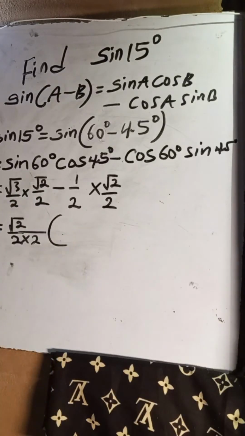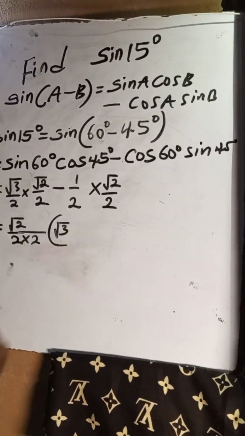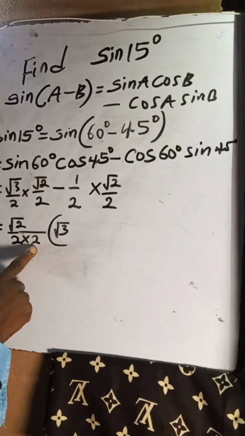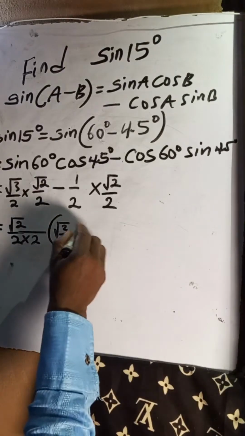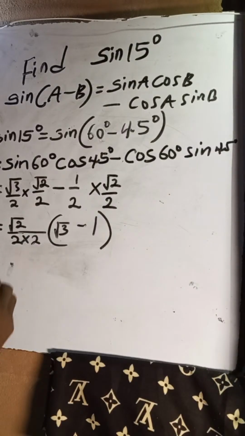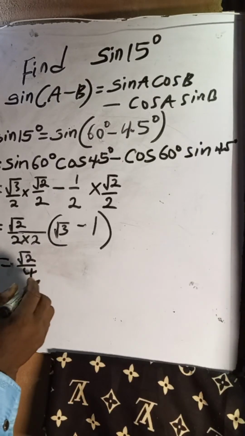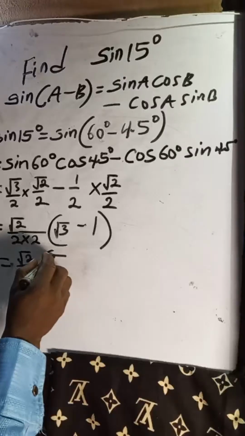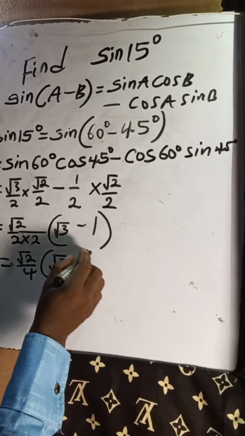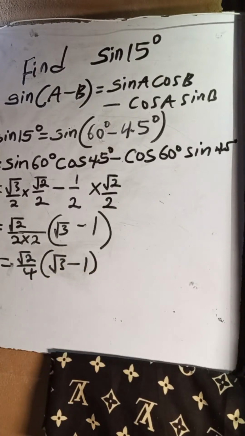What are we left with inside the bracket? We are left with root 3 only here. So we are taking root 2 from here, 2, 2, 2, 2 is out. Now we have only 1 left here. So the implication is that we have root 2 over 4, then times root 3 minus 1. This is the simple solution to this question.